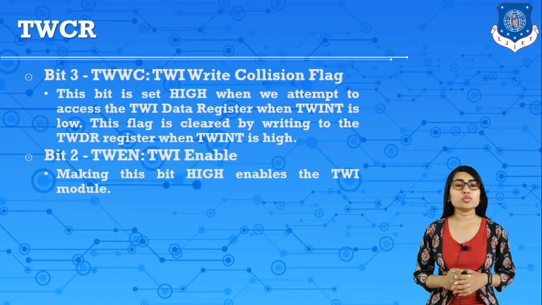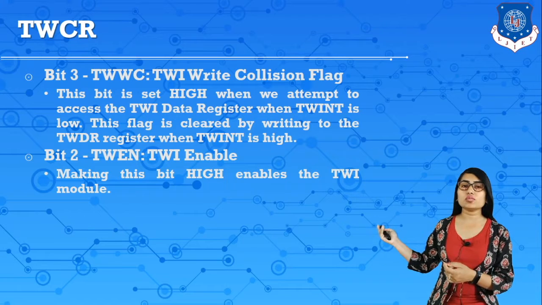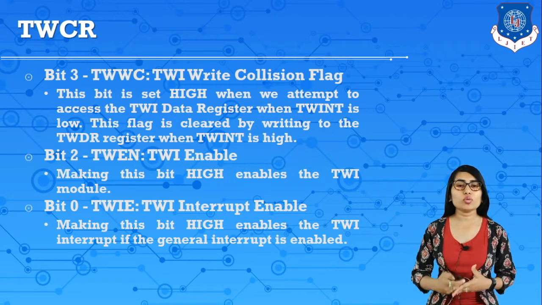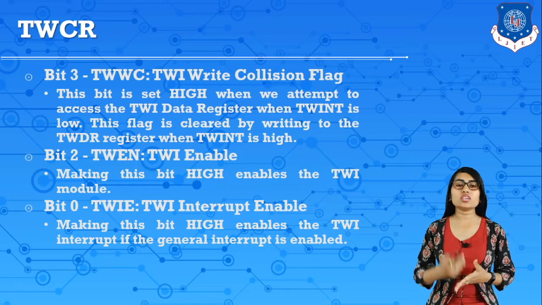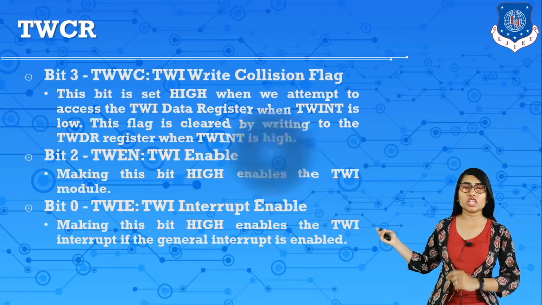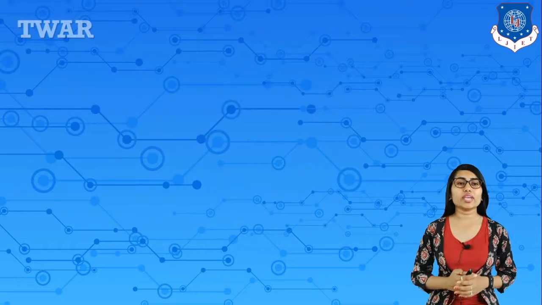Next is TWEN, the TWI enable. Making this bit high enables the TWI module. Then bit 0, TWIE, TWI interrupt enable. Making this bit high enables the TWI interrupt if the general interrupt is enabled. Next is TWAR.